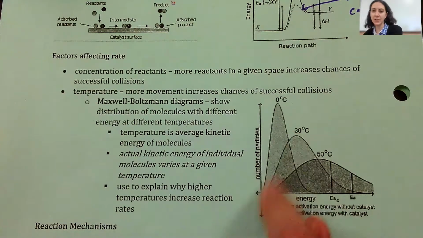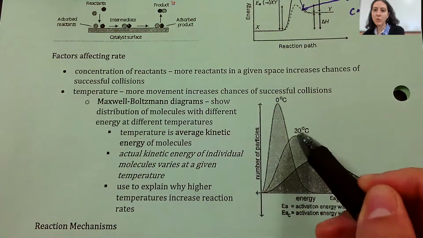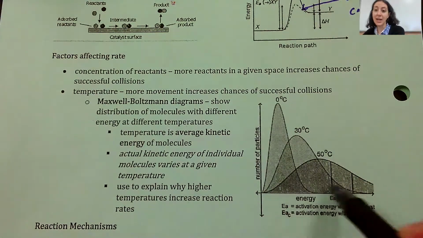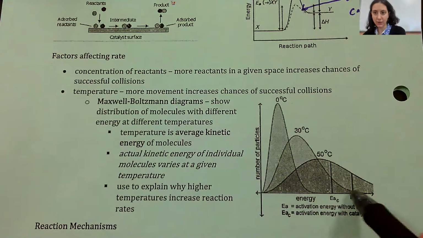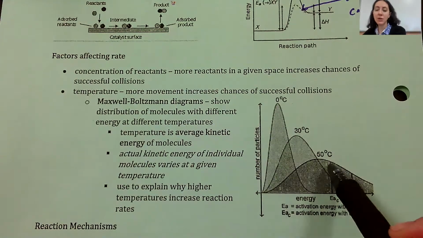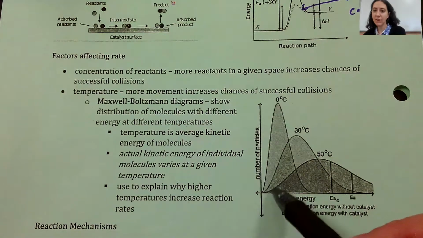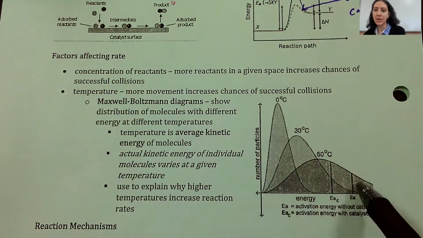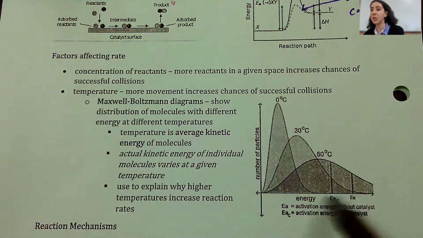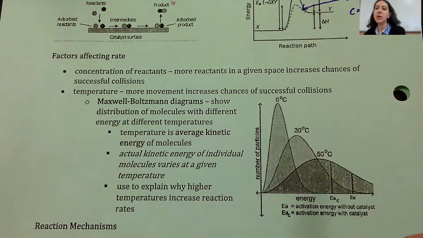If we increase the temperature, you'll notice some of the molecules are still moving very slowly. We increase it to 30 degrees Celsius because it's this curve now. But most of them are at a higher energy and some of them are even really high over here. If we increase this to 50, a very small number are still at a lower speed, but way more of them are at much higher energy levels.